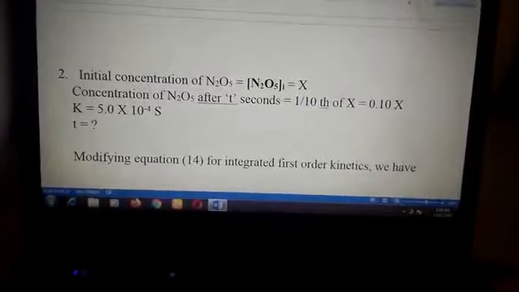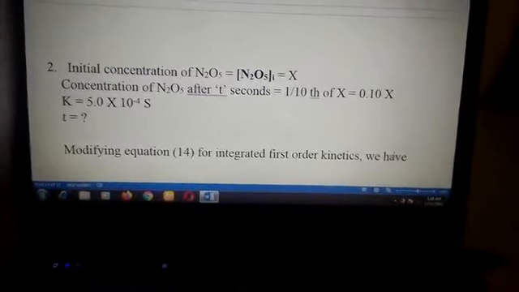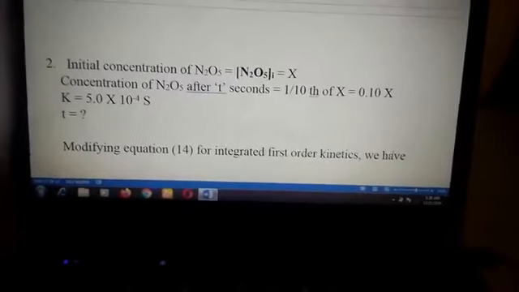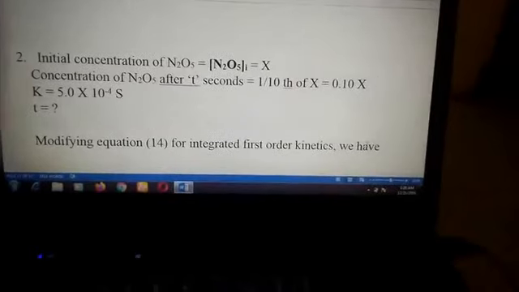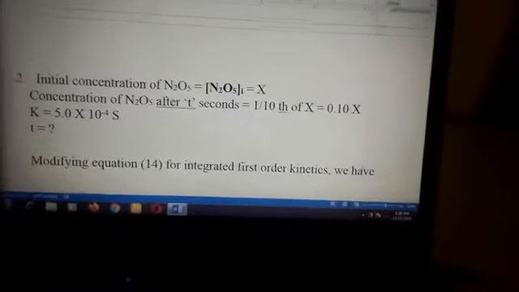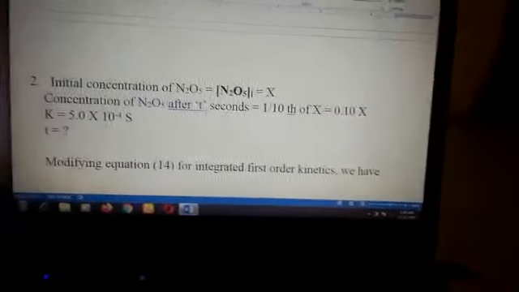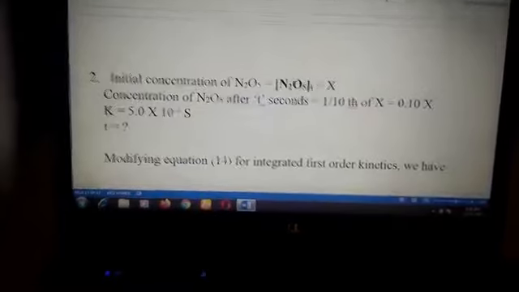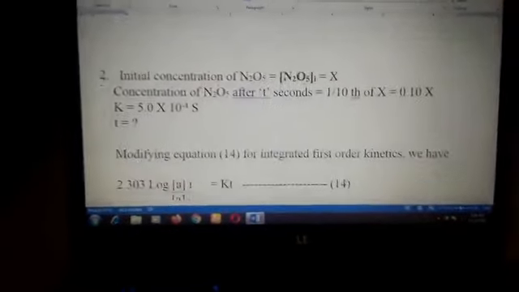Then concentration of N2O5 after T seconds. The question says how long will it take the initial concentration to drop by 1/10? So after some time, the concentration of N2O5 will become 1/10 of the initial, that is 1/10 of S, since we take S as the initial. And 1/10 of S is just 0.1 S. Then we're given the rate constant. The rate constant in the question is given to us as 5.0 × 10^-4 per second.